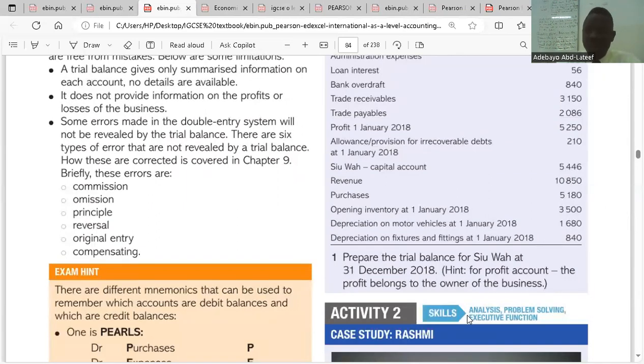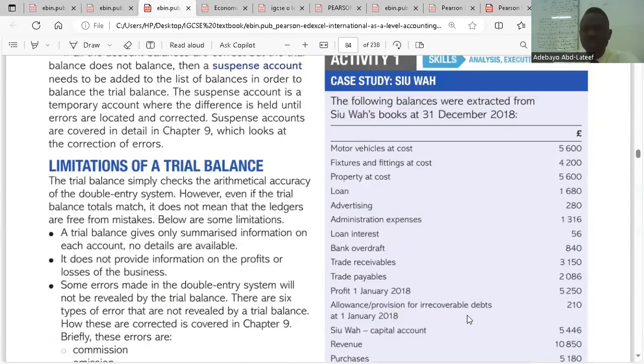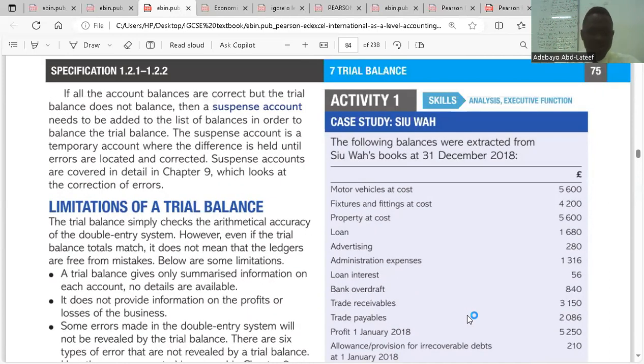So these errors, when they happen, they might still affect our trial balance. We're going to talk further on these errors as we go on to the next page. So we have a question in activity 1, which I am going to just explain, which one is supposed to be on which side. And then we try to do the balancing.